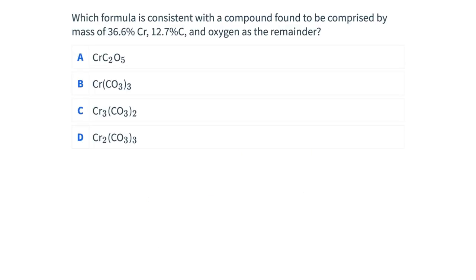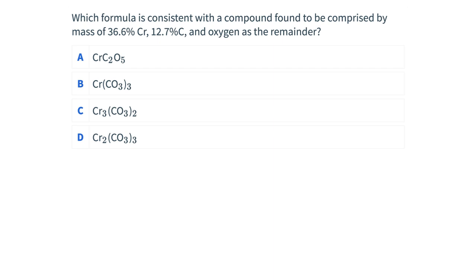Now let's look at a second example that's more or less a very similar problem. When we have a metal here, chromium, with carbon and oxygen in the compound, this is probably going to look like an ionic compound. For ionic compounds, usually there's no molecular formula or molecular weight you need to know. Usually what we want is the empirical formula. So can we find the empirical formula for this compound here?